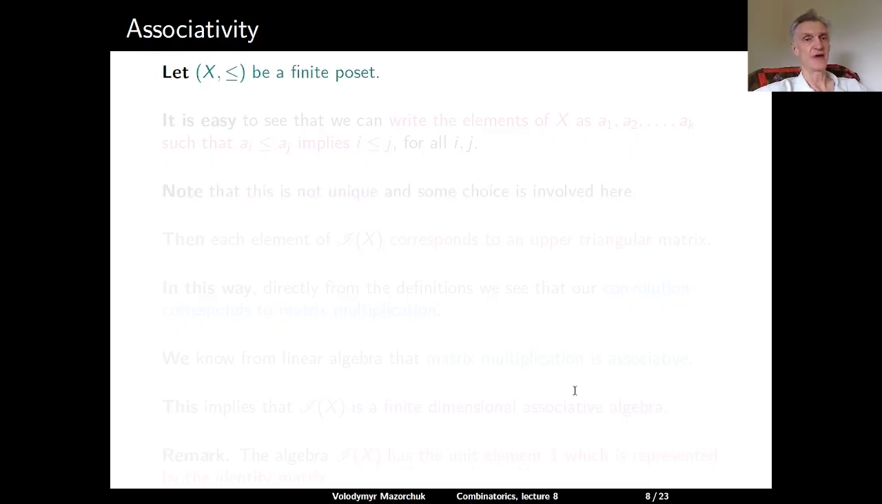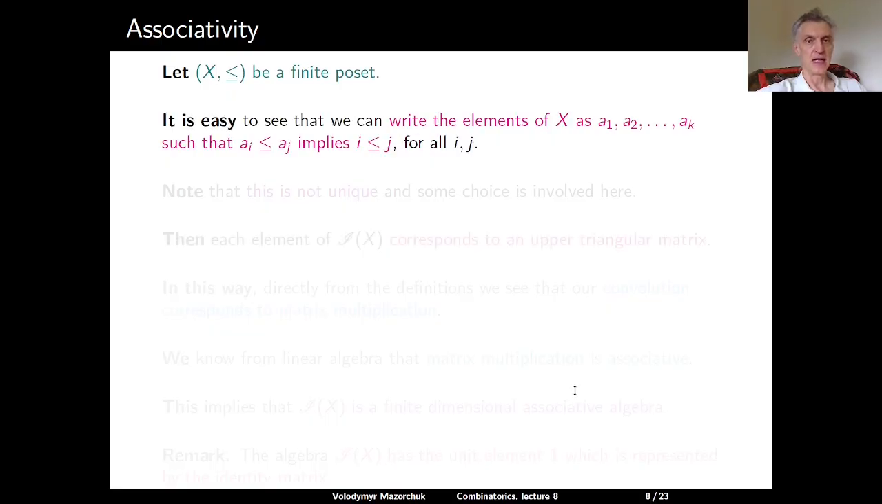So let X be a finite poset with respect to some partial order less than or equal to. It is easy to see that since X is finite, there is an element which is minimal, and then we take it out, we take the next minimal element, and so on. So we can write the elements of X in the order a_1, a_2, and so on, a_k, such that a_i less than or equal to a_j implies that the index i is less than or equal to j, and here this is the usual order on integers for all i and j. Note that this is not unique, and here we make some choices.